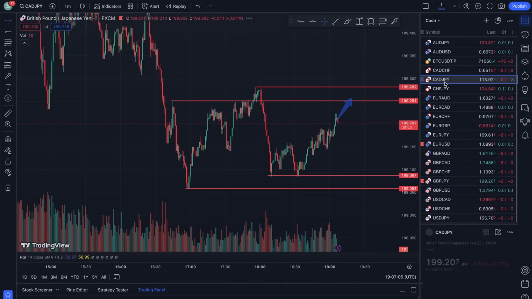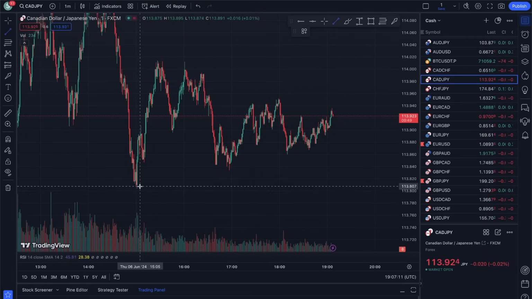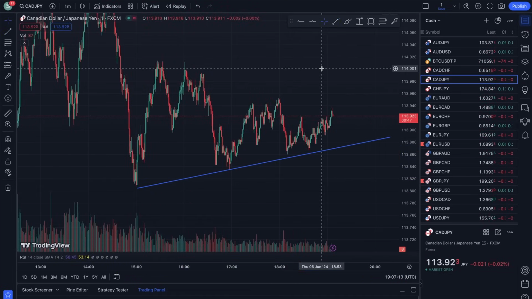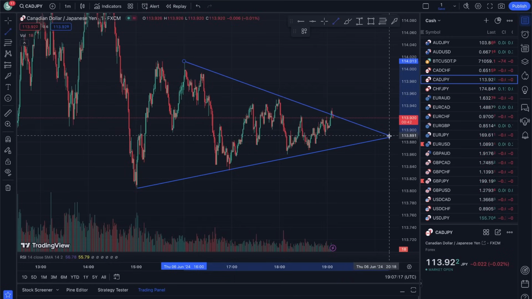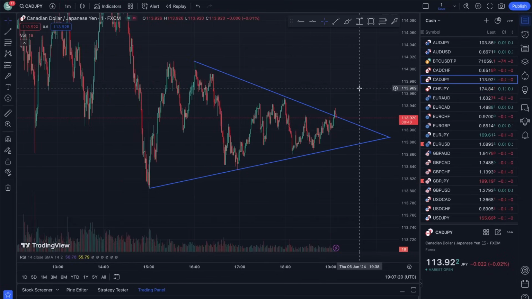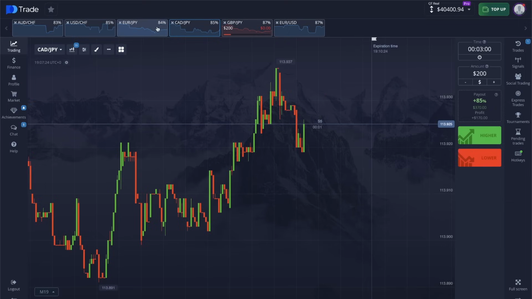Moving on, the Canadian dollar, Japanese yen looks like a triangle. I don't trade triangles and I don't recommend you do either, because it's not always clear where the price will break out, as it can go either up or down. Therefore, this situation is somewhat unworkable. Let's see what we have next.